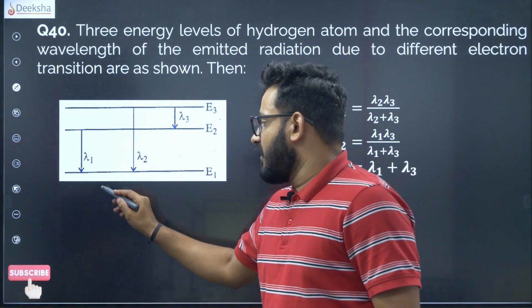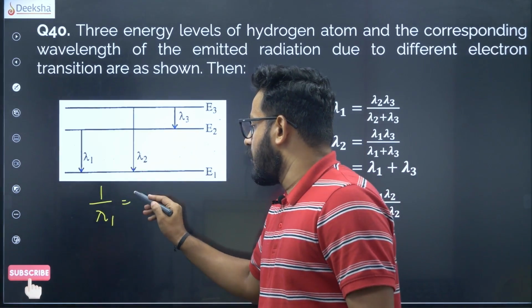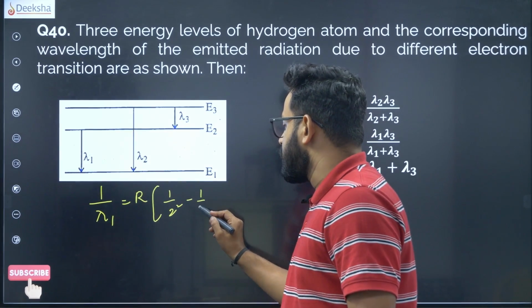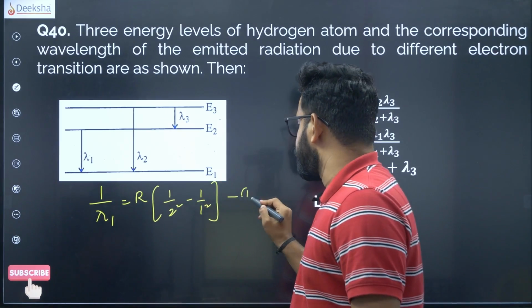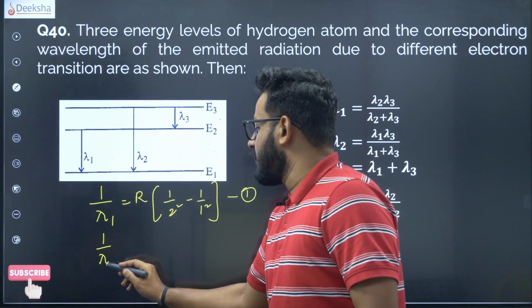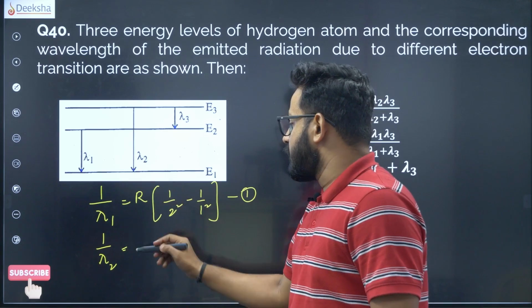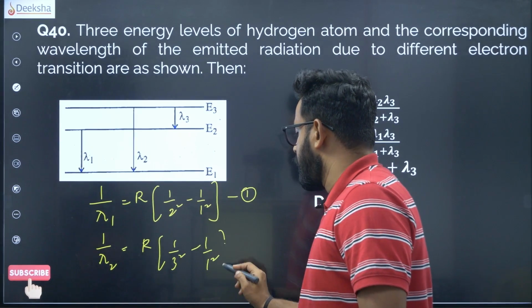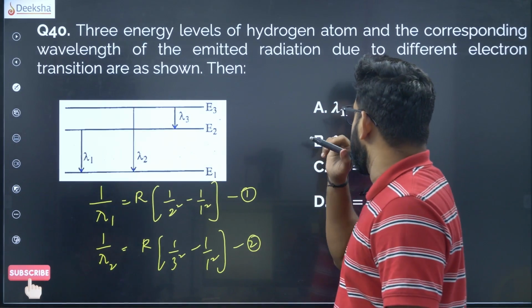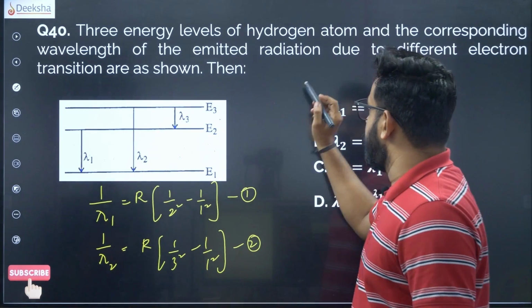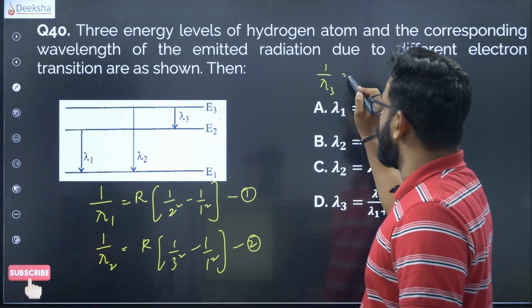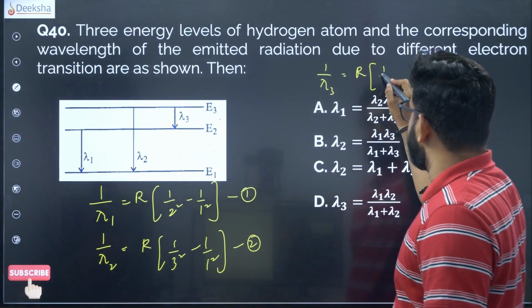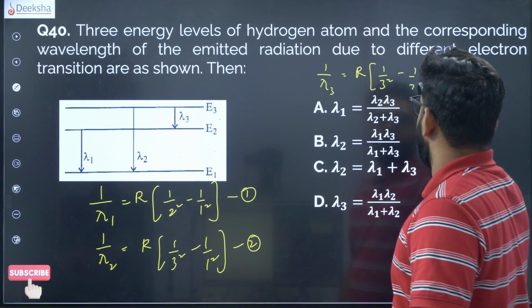So let's write the formula one by one. 1 by lambda 1 is equal to R into, which level is it coming from? 2 to 1. 1 by 2 square minus 1 by 1 square. This is one equation. Second equation: 1 by lambda 2 is equal to R into, it is coming from third to first, 1 by 3 square minus 1 by 1 square. This is the second equation. Now let's write the third equation. 1 by lambda 3 is equal to R into, 3 to 2, right? 1 by 2 square minus 1 by 3 square.